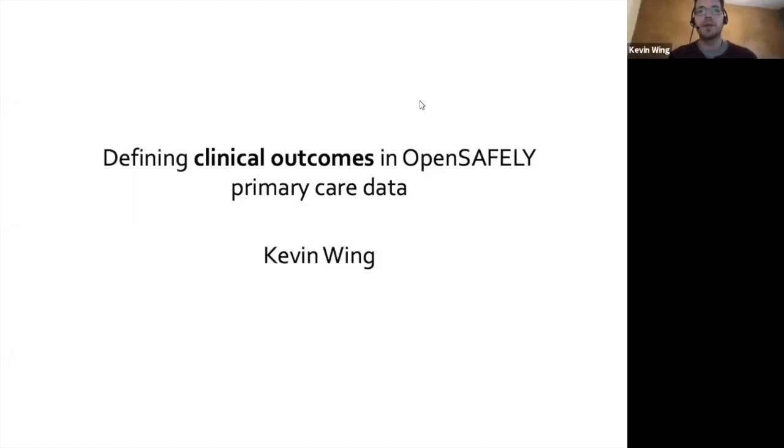Hi, my name's Kevin Wing, and I'm an assistant professor of epidemiology at the London School of Hygiene and Tropical Medicine. And I'm just going to be talking about defining clinical outcomes in OpenSAFELY primary care data.